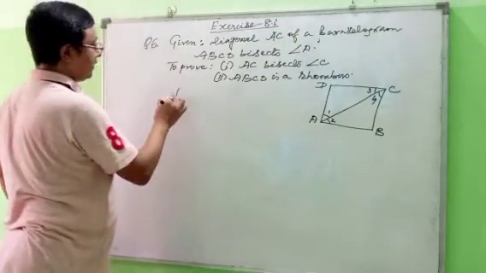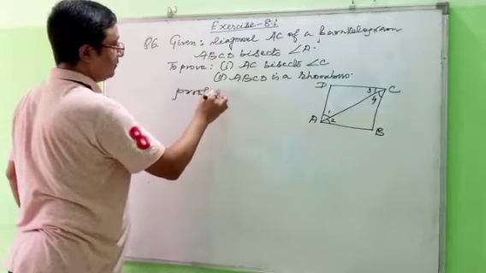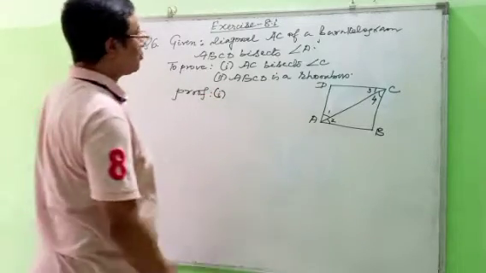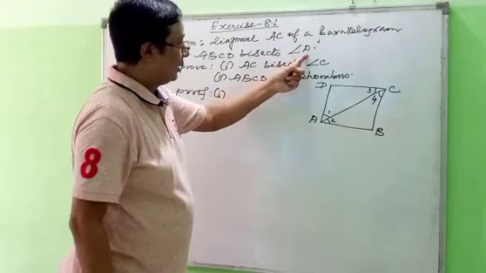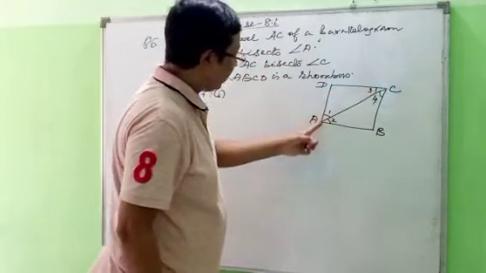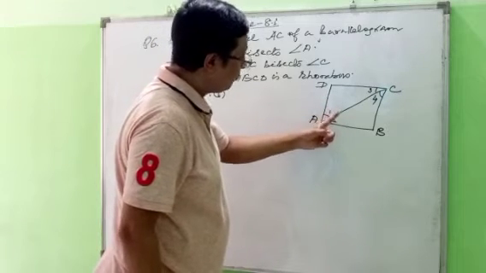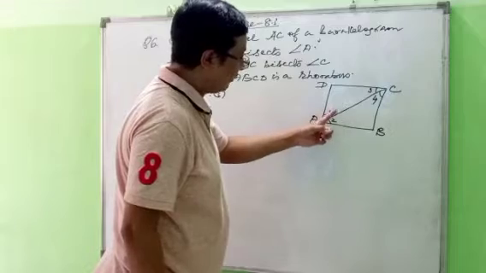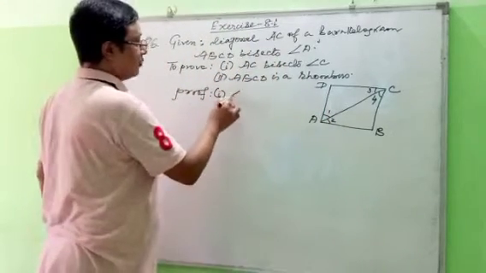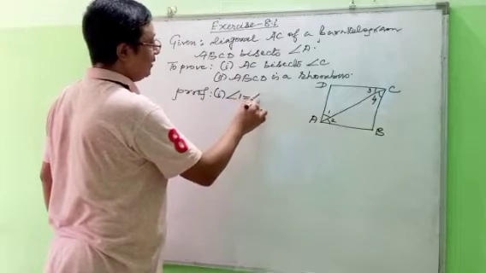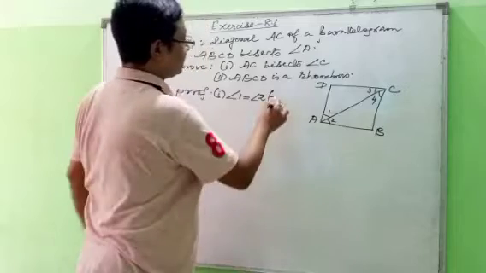Take the first one, the proof. Let us take number 1. It is given that AC bisects angle A. So this line segment AC divides angle A into two equal measurements. Angle 1 is equal to angle 2, since AC bisects angle A.